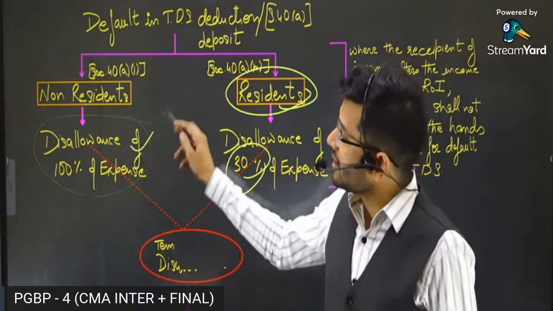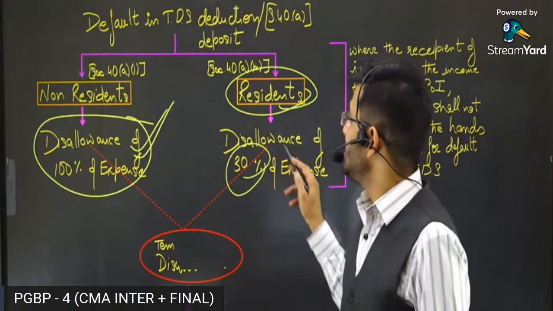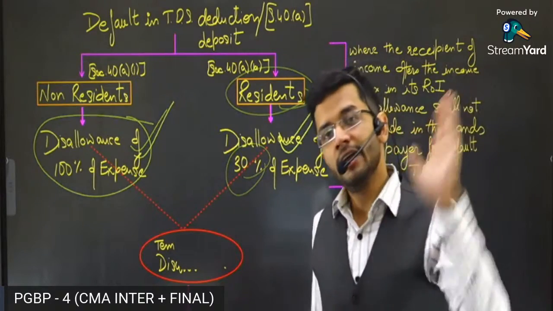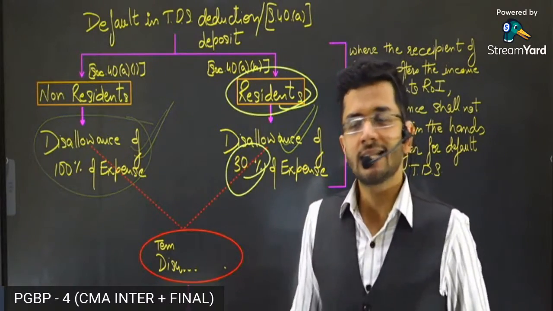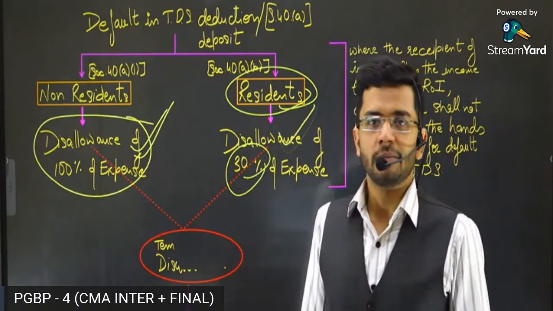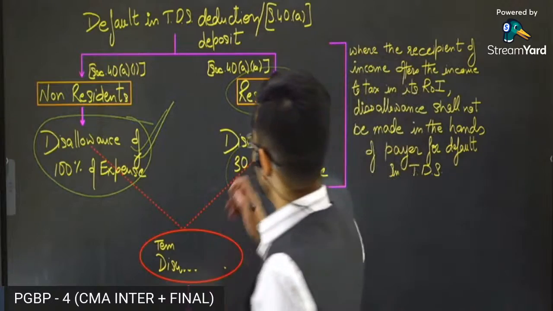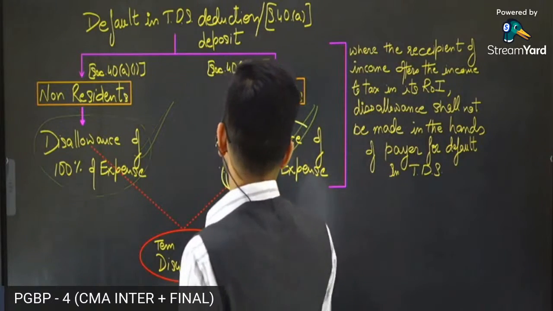A stricter regime for non-residents, a lenient regime for residents, because the Government of India is very sure that if Reliance is not going to deduct tax, then the income tax department will go to their home and directly collect the taxes. Therefore, the regime is easier for residents.